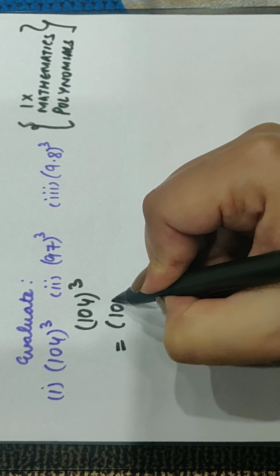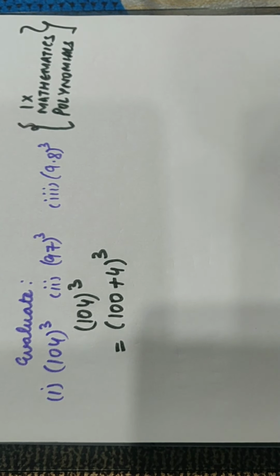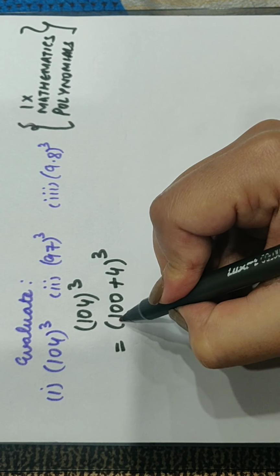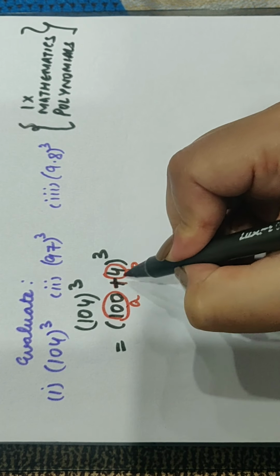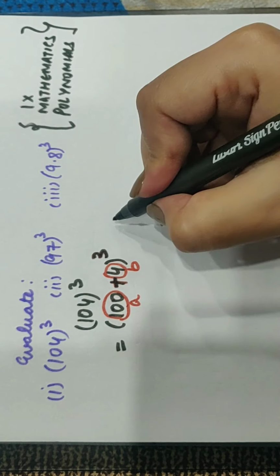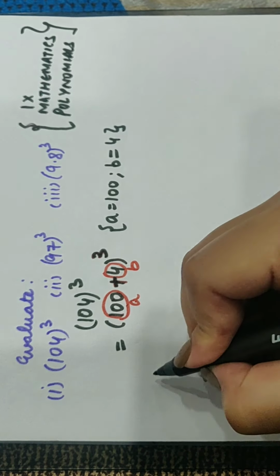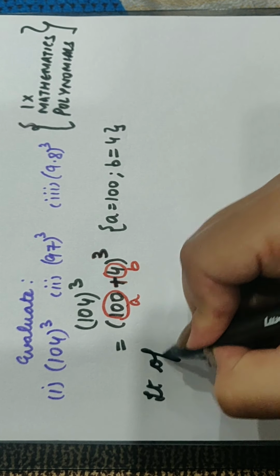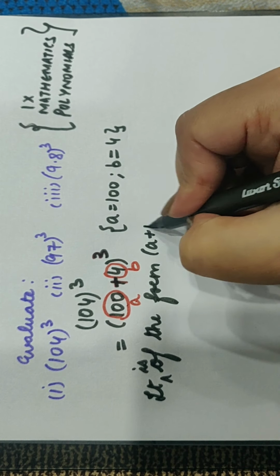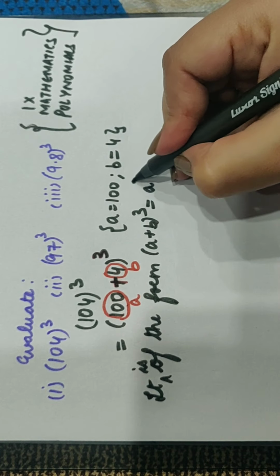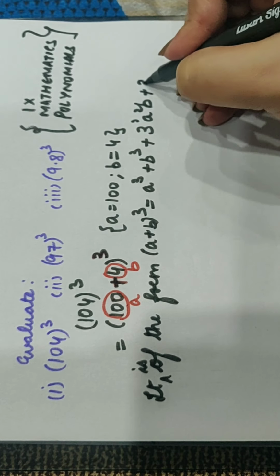104 can be written as 100 plus 4. Now this has become of the form (a plus b) whole cube, where a is 100 and b is 4. It is of the form (a plus b) whole cube, which is equal to a cube plus b cube plus 3a square b plus 3ab square.